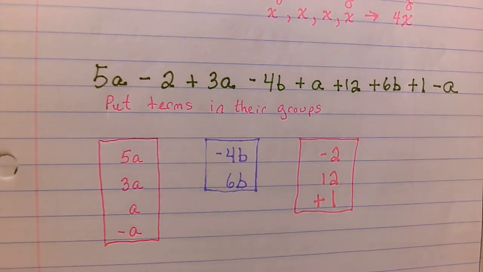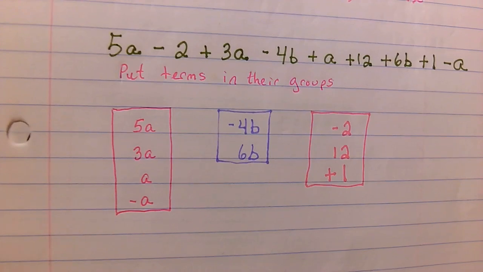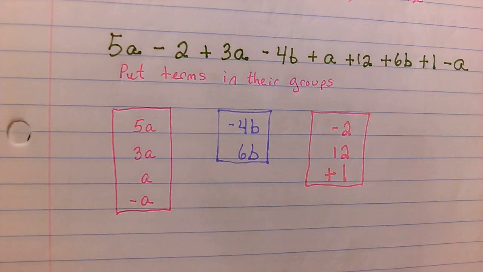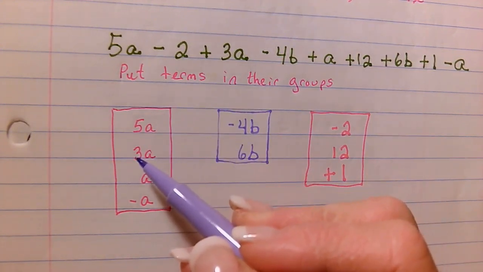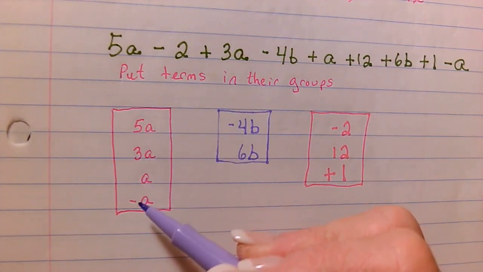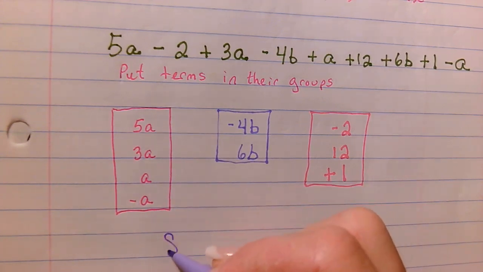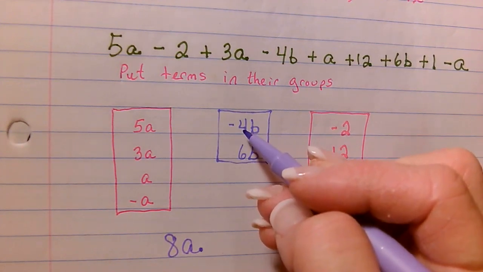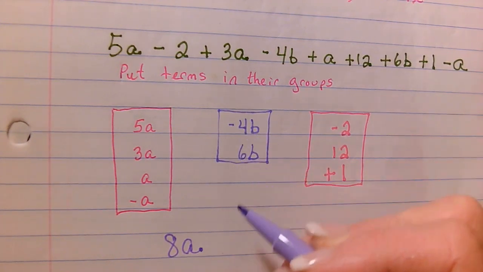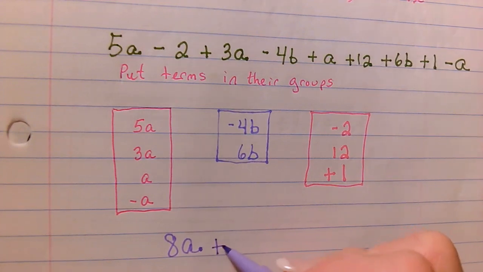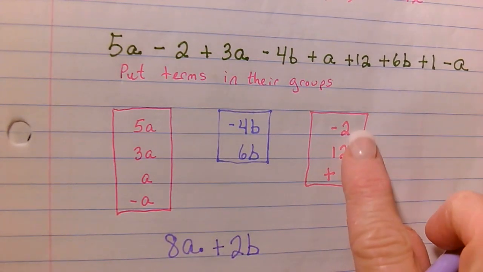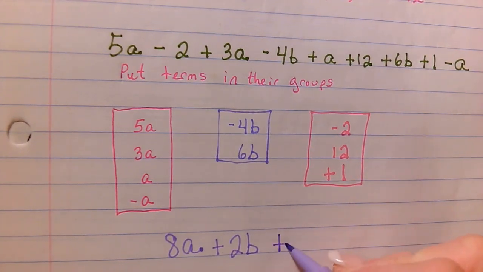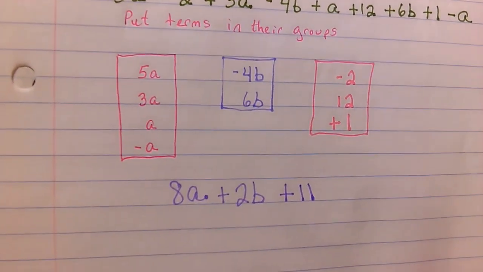So there's a variety of ways you could do this. You could rewrite the problem, putting these next to each other. We just do the skills like this here. And 5 plus 3 is 8, plus 1 is 9, minus 1 is 8a. Then let's go over to the b's. A negative 4 plus 6 is a positive 2b, or plus 2b. And then negative 2 plus 12 is 10, plus 1 is 11. Okay?